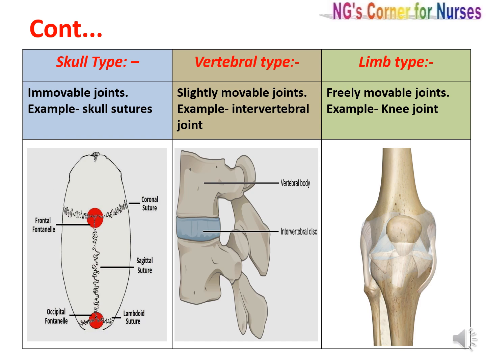Next is limb type, that is freely movable joints. We know the joints of both our limbs are highly movable, and they come under this type. As an example, we can say knee joint.